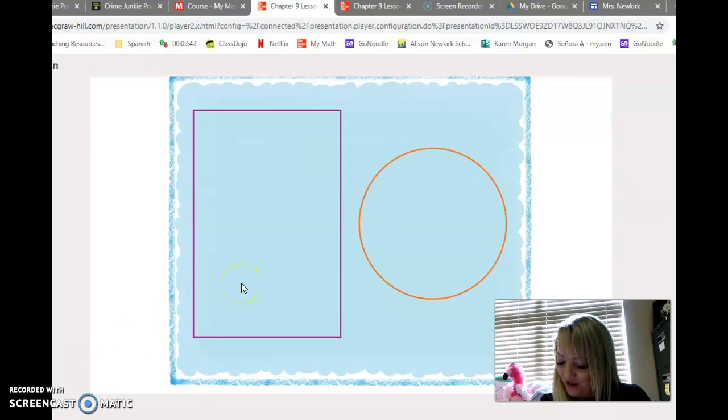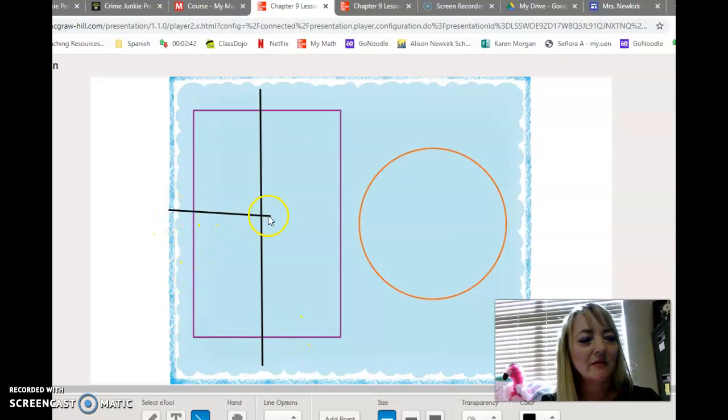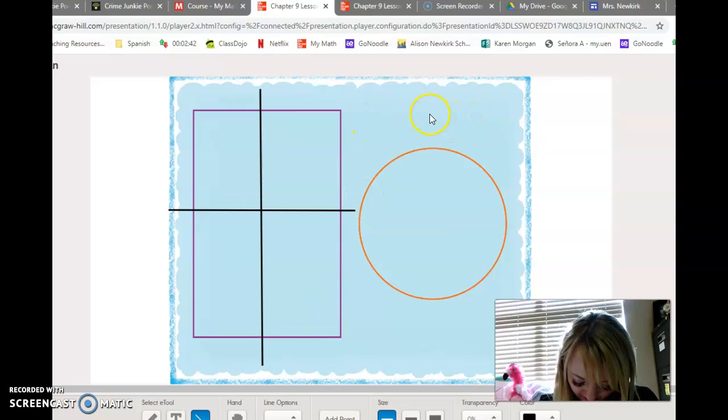Okay, now we're on to our lesson. So the instructions say to separate the rectangle into 2 equal parts, then separate it into 4 equal parts. So first we are going to separate it into 2 equal parts, and you could have gone horizontal either way, and then divide it into 4 equal parts. And remember, you could do the diagonal lines, you could divide it in half this way, and then we're going to do the same thing, I believe, on the circle.